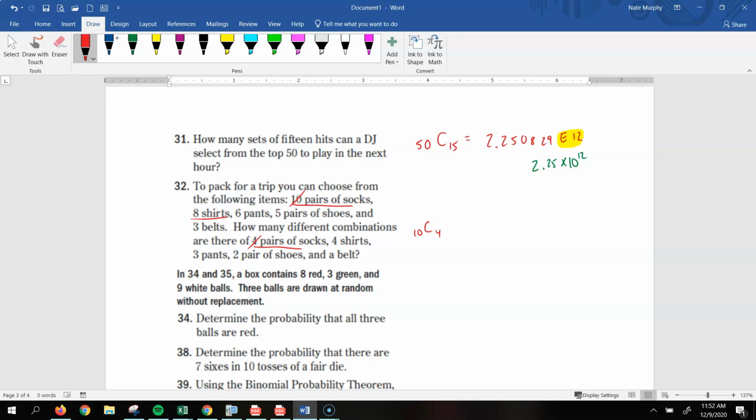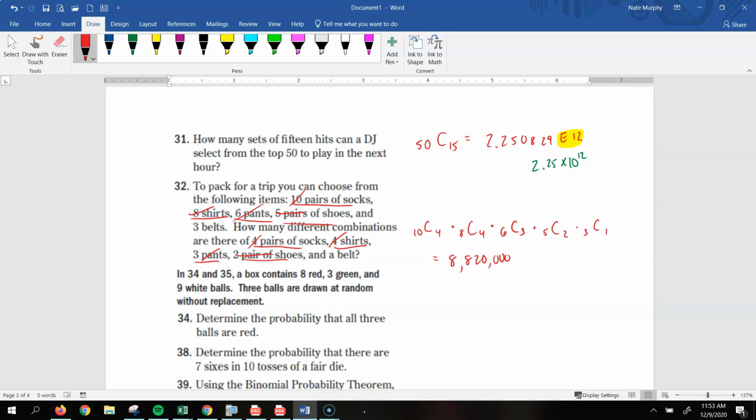Next, there's 8 shirts, and we're going to choose 4 of those. So I'm done with those 2 numbers. Next, there are 6 pairs of pants, and we're going to choose 3 of those. So we're done with those. And then we have 5 pairs of shoes, and we're going to select 2 of them. So we're done with those. And lastly, we have 3 belts, and we're just going to choose 1 of those. So if you multiply all of those together, you're going to get an answer of 8,820,000.